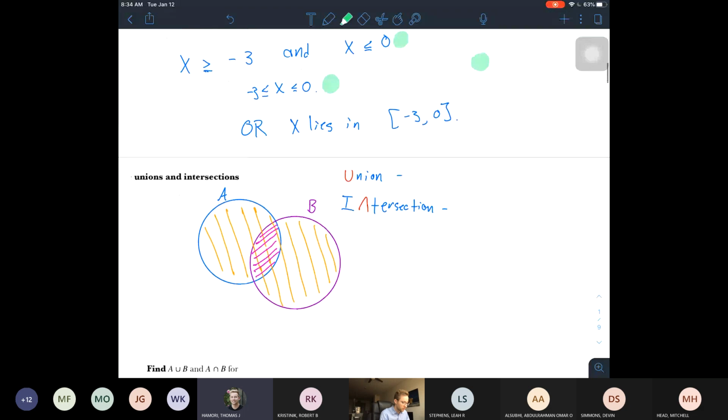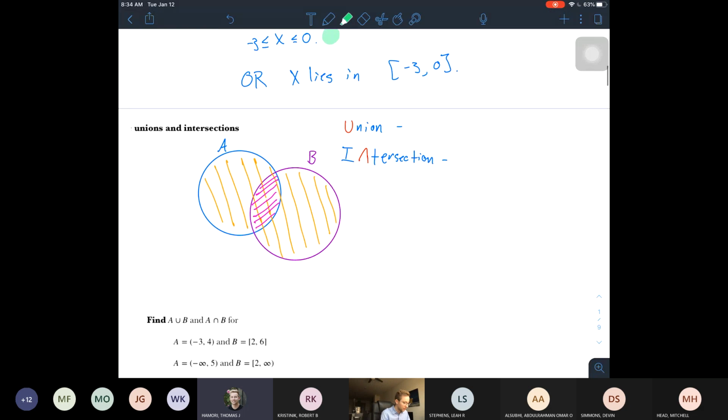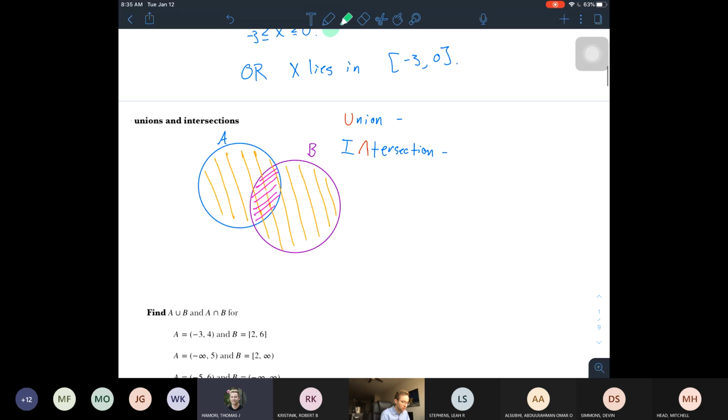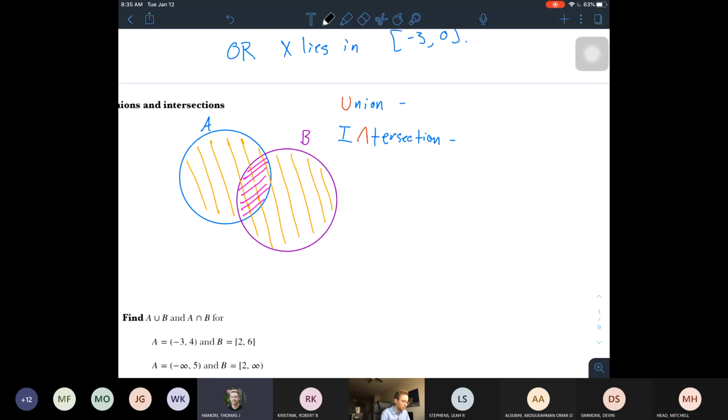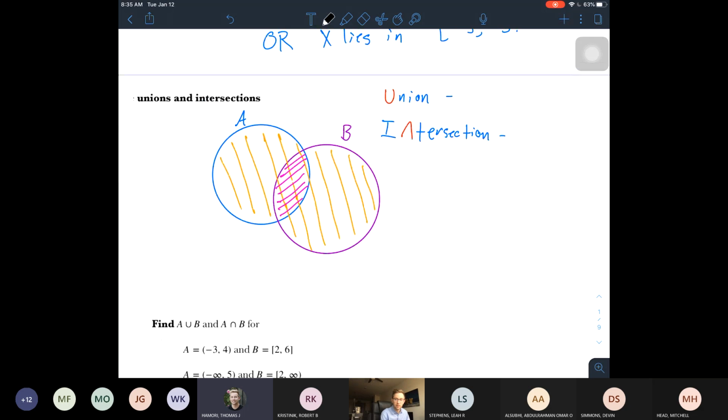And now we're going to talk about unions and intersections. So unions and intersections are operations which we can perform on multiple sets. If we have a Venn diagram here, we can have these sets A.